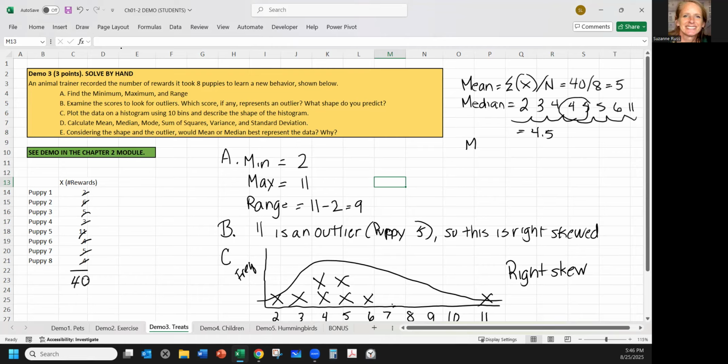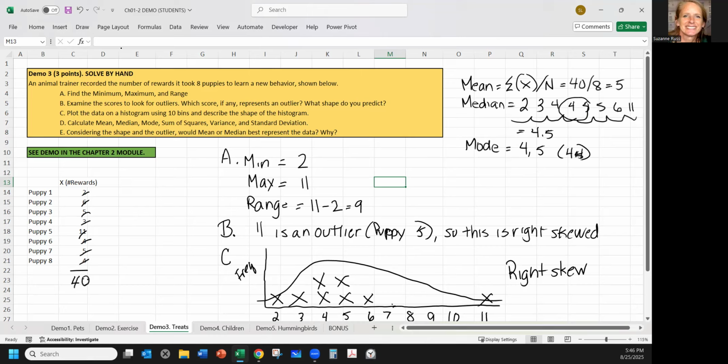Then the mode is the most commonly occurring number, and I can see that we have both 4 and 5. I would not say this is bimodal because they're right adjacent to each other. I would probably say 4.